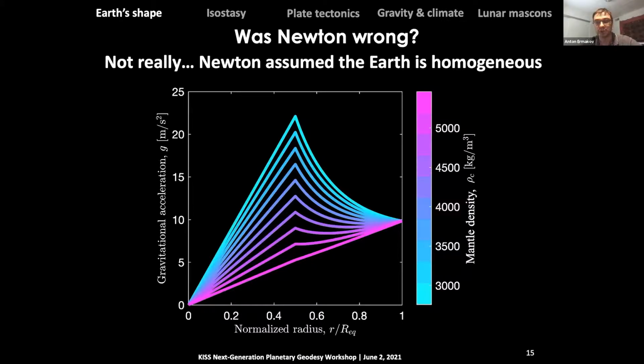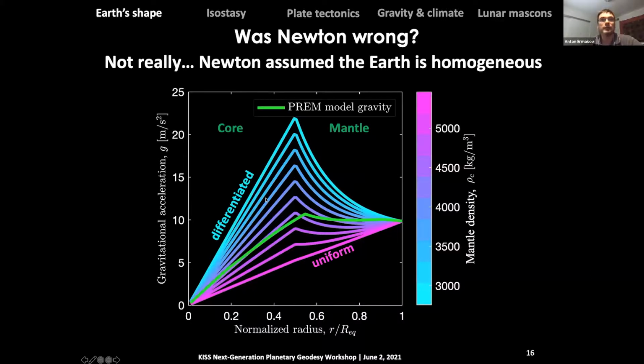And this figure shows just the gravity profiles for a simple two-layer model of the Earth. And the colors represent the density of the outer layer. So this would be a uniform model. This would be a differentiated model with a higher density core. And this green curve actually shows the modern understanding of the Earth's interior.